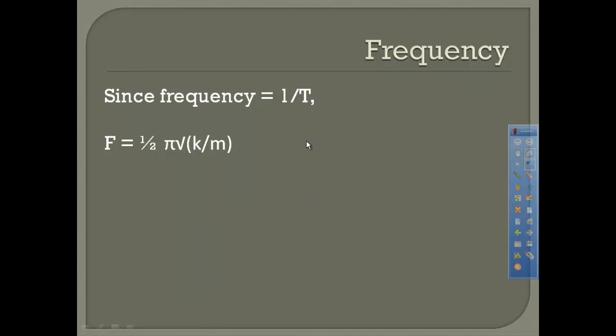Since frequency is equal to 1 over the period, to find the frequency of a mass and spring combo, you would just take the inverse of that previous equation. So the frequency would be 1 over 2 pi times the square root of k over m.